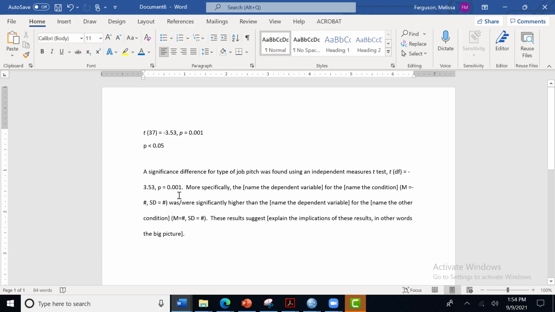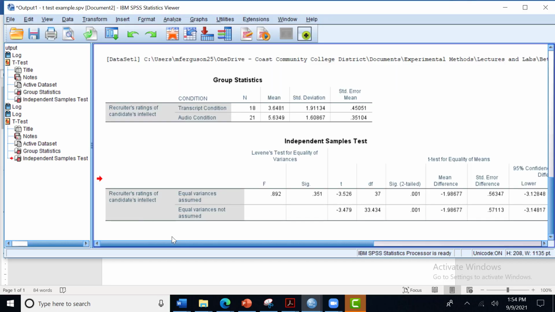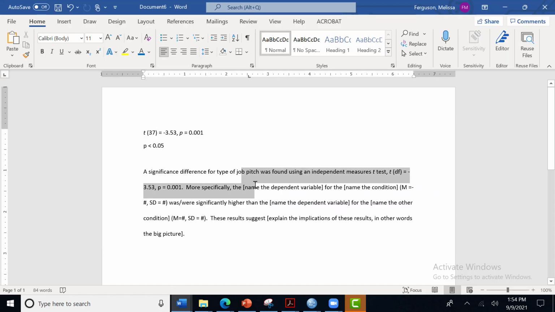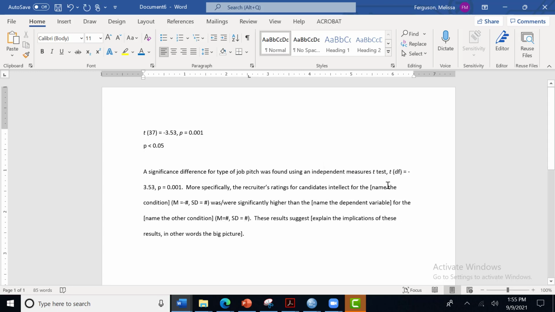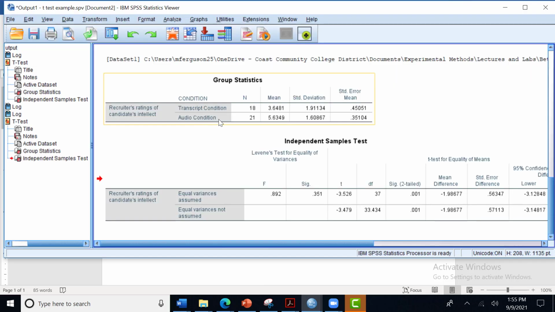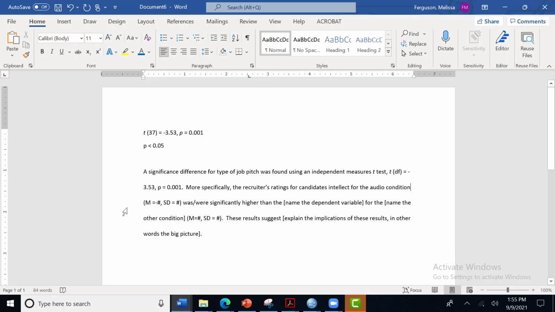So now I need to say more specifically what was significant. So more specifically, the recruiter's ratings of candidates' intellect. So I'm going to put that in the dependent variable, the recruiter's ratings for candidates' intellect. For the name the variable, and we'll look at which one was higher. The audio condition was higher. And we're going to put in the mean and the standard deviation here.